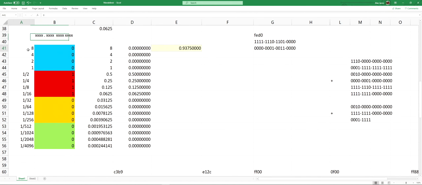So you can see here, these have the values 8, 4, 2, 1, then half, quarter, eighth, sixteenth, thirty-second, all the way down to 1/4096. And now you can put in numbers in here and form a number. So if you wanted to figure out what your number was, if you had 1011111100 like that, which is 233C in hex, then that's what the fixed point notation actually is.